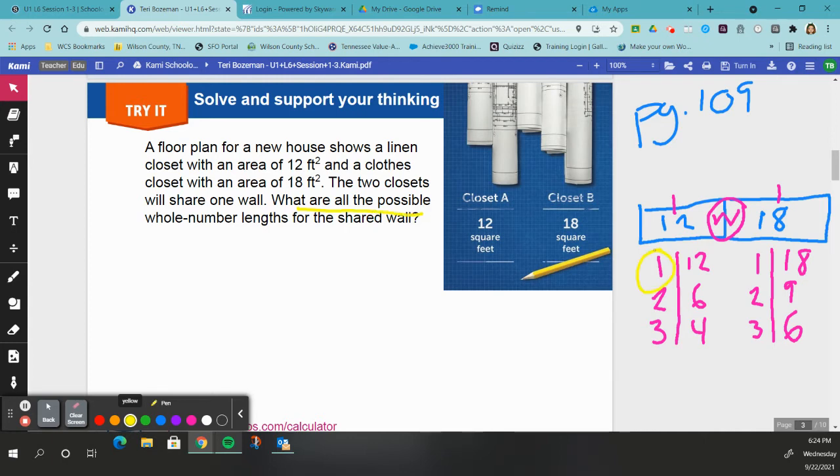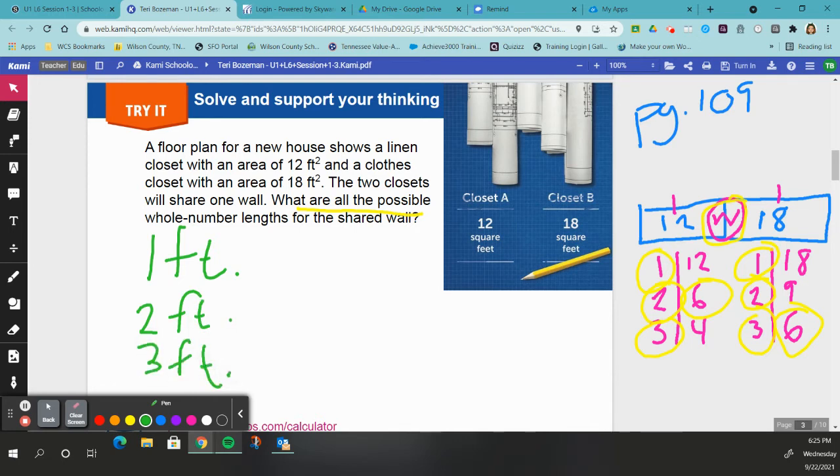So we have 1, that's the same. We have 2, we have 3, and we have 6. So all of those could be the possible width that we're looking at. So when I'm doing this, my answer would be I could have a 1 foot shared width. I could have 2 feet, 3 feet, or even 6 feet. So those are all of the possible widths that it could share.